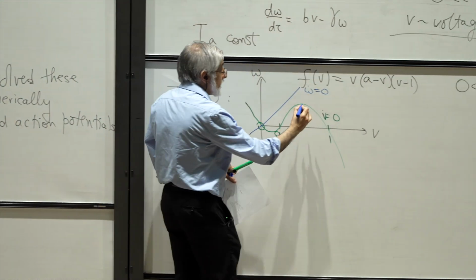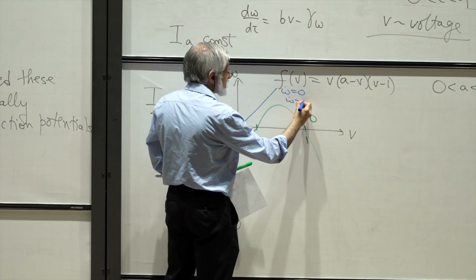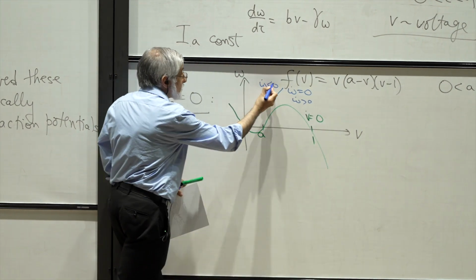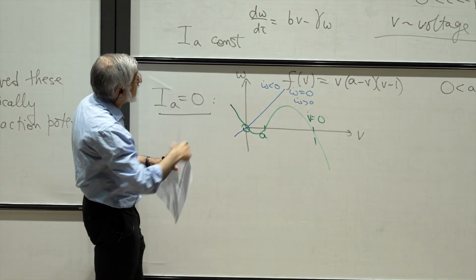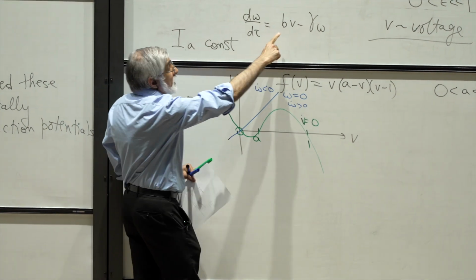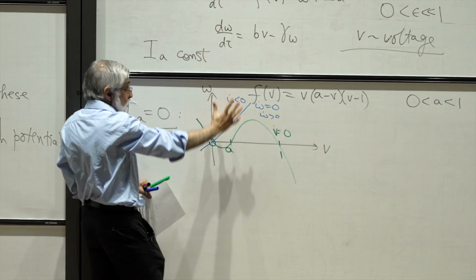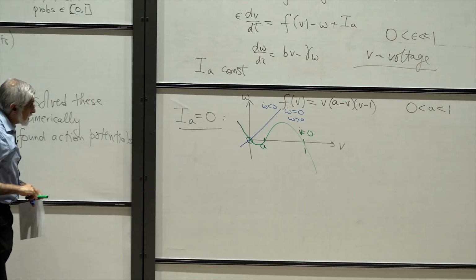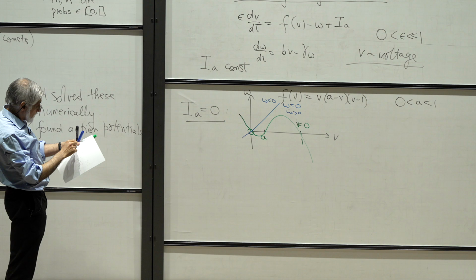If we're below here, W dot is positive. If we're above here, W dot is negative. Let's make sure we got that right. If W is enormous, this is negative, and therefore it must be negative above there. What about dV by d tau, V dot?